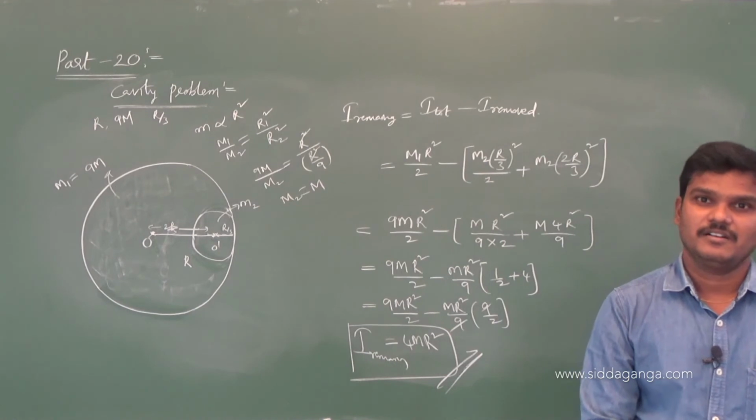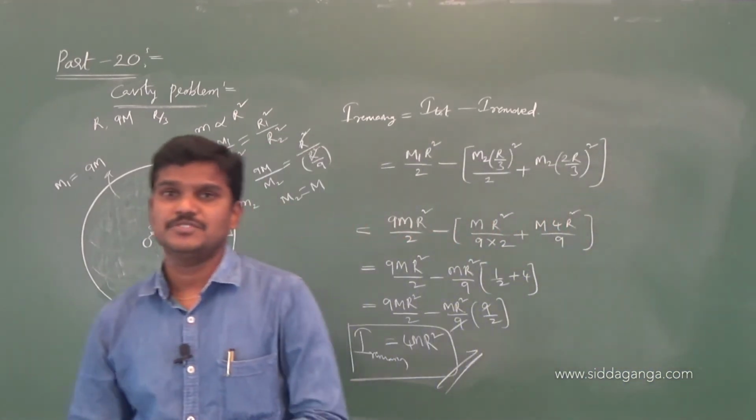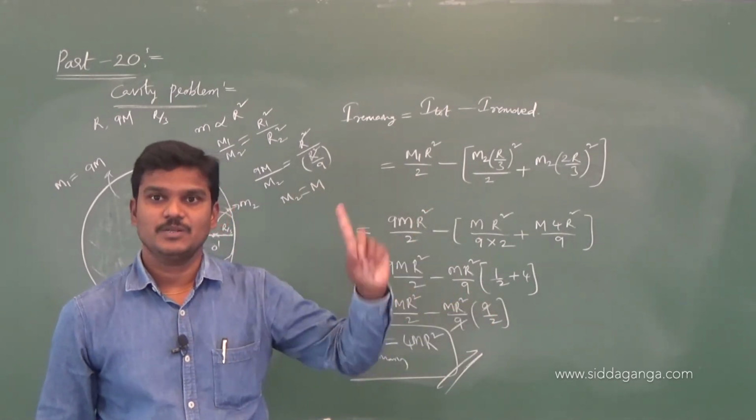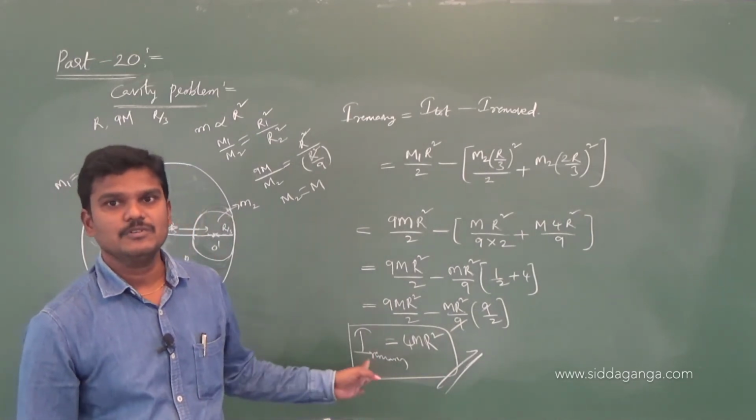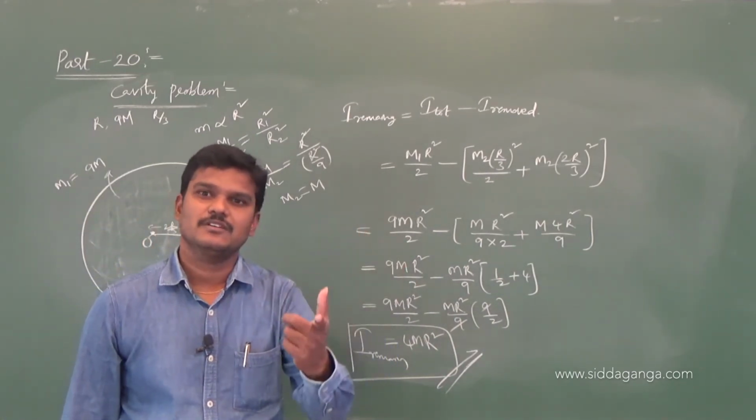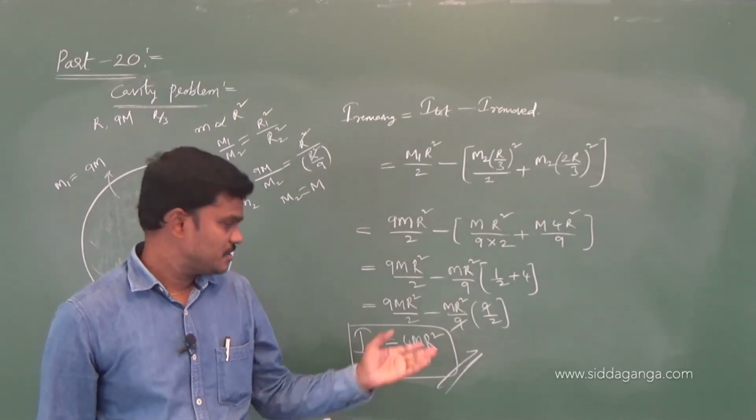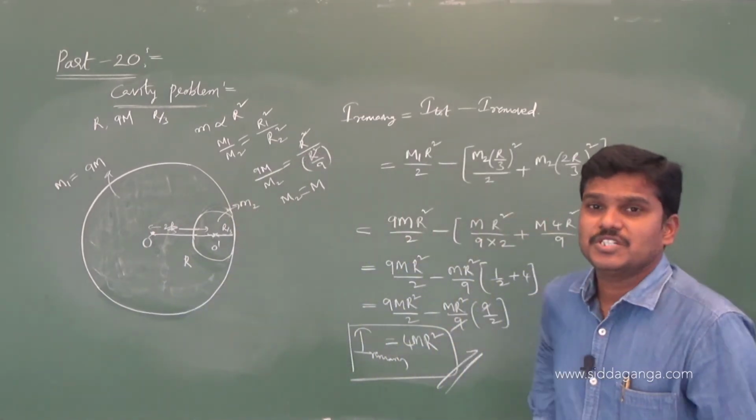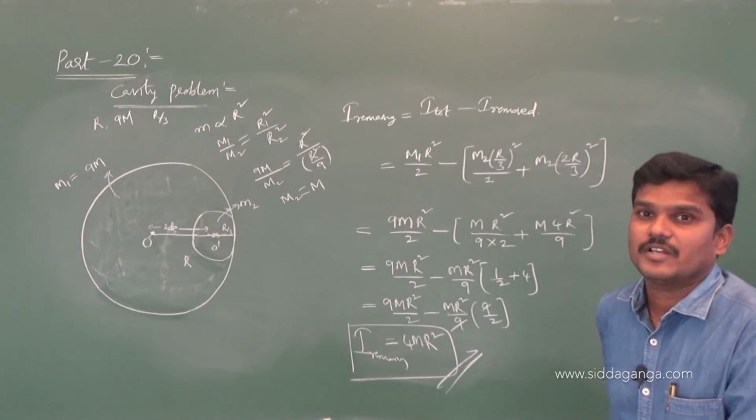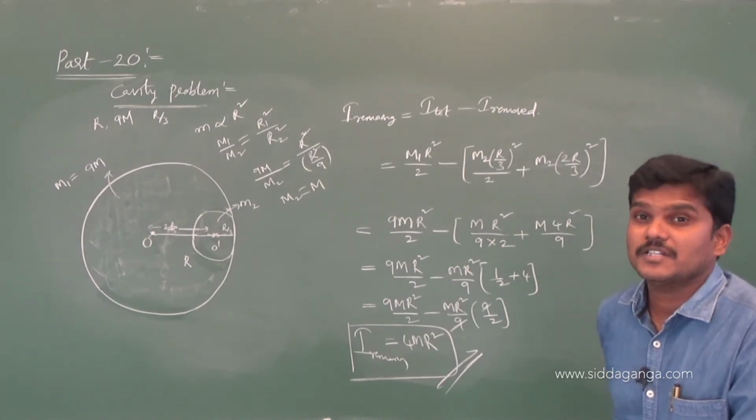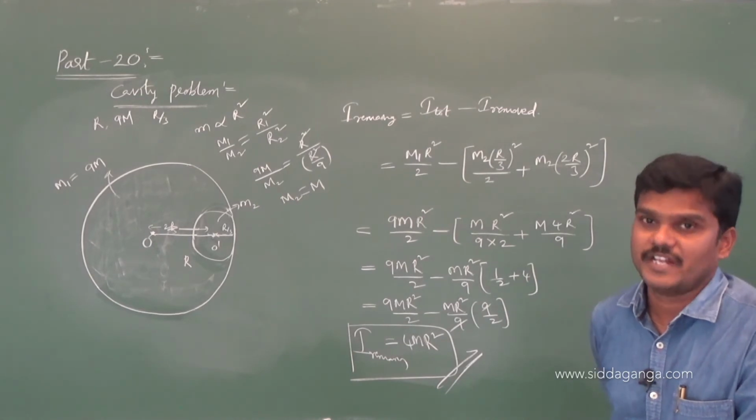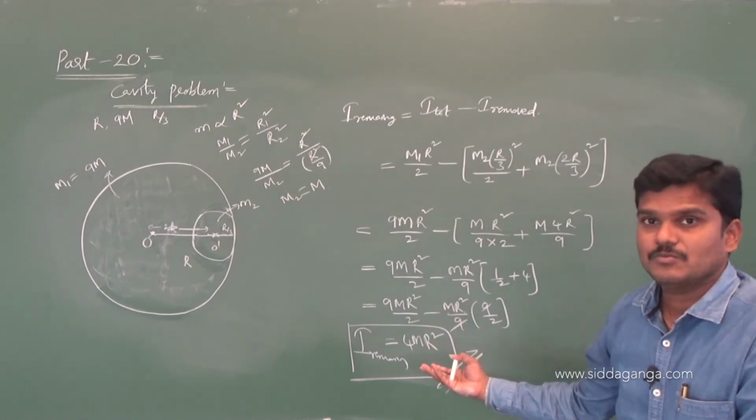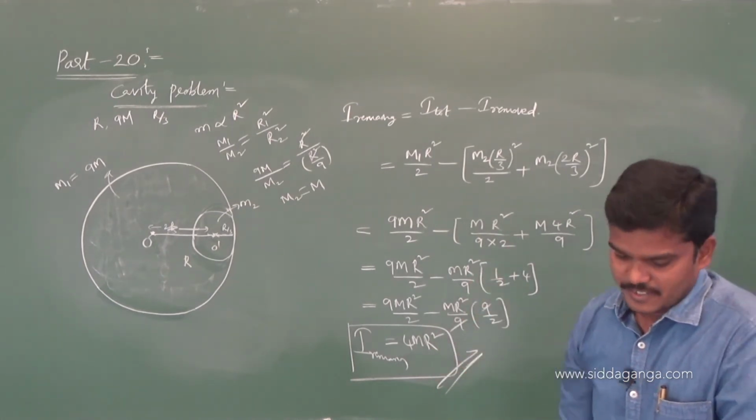If answers are given in terms of sigma, then you write m as sigma into area, since sigma is equal to mass by area. Right now, in the given question, they gave all options in the form of masses, that's why I am writing 4 m r square. If in options they give some sigma term, you change this m as sigma times the area of the disc. I will give you one more question in terms of sigma. Okay, take this first.